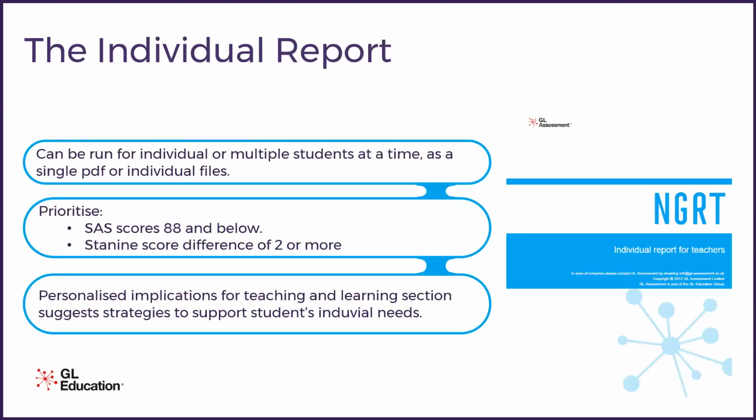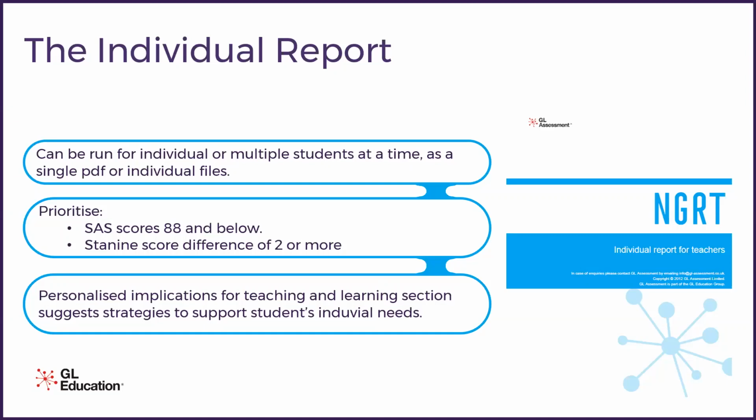Now that we've looked at top-level cohort data and discussed how this can be used to identify individuals with results that need further investigating, we are now going to look at the individual report for teachers. This individual report can be run for individuals or multiple students at a time as a single PDF or individual files. We recommend that you run individual reports for students whose scores are 88 or below, or have a difference in the stanine scores for sentence completion and passage comprehension of 3 or more. You will be able to identify these students quickly through the group reports.